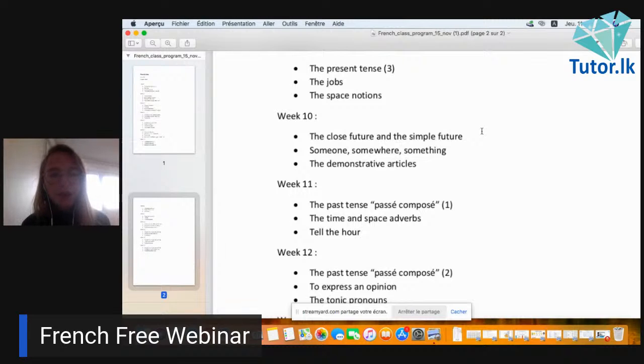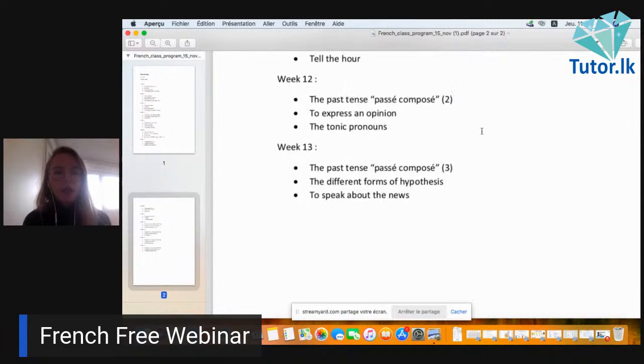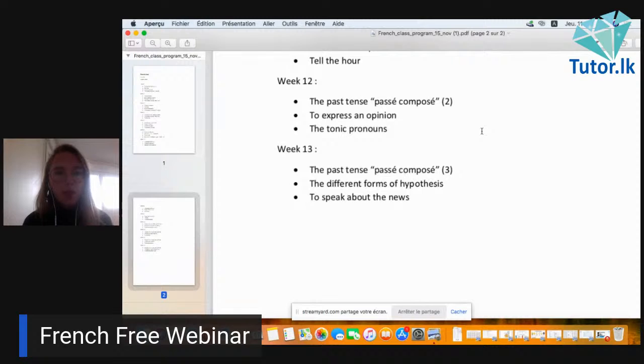Week 11, we'll see the past tense, which is called the passé composé. And we'll see also the time and space adverbs and how to tell the hour. And then the week 12, we'll see the second part of the past tense, just to speak about what you've done in the past, in the close past, and then to express an opinion and the tonic pronouns.